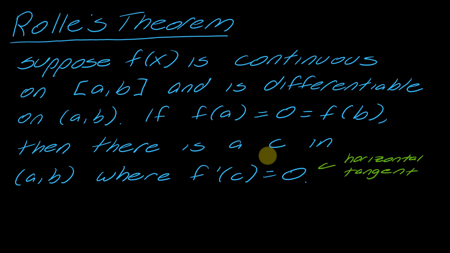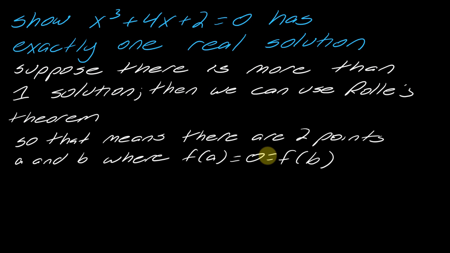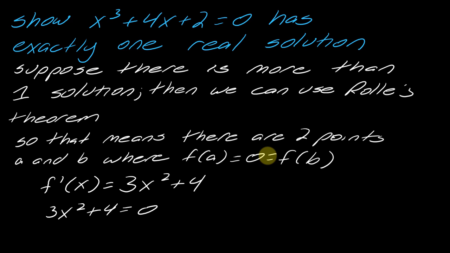So if that's what I should be able to find, well, you knew at some point we were going to have to take a derivative in this, right? So if I take f prime of x, let's see what this gives me. This gives me 3x squared plus 4. Now what I should, in theory, be able to do is set this equal to 0 and solve it.